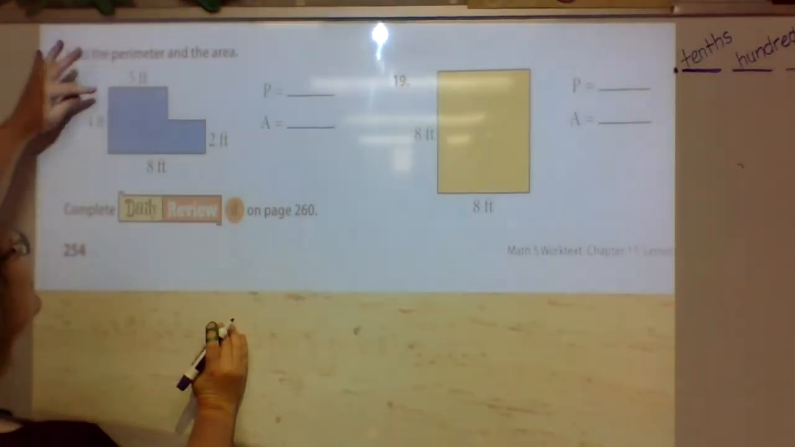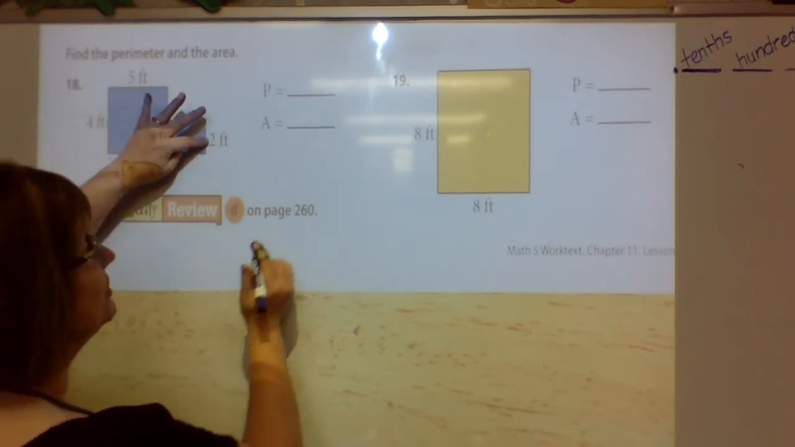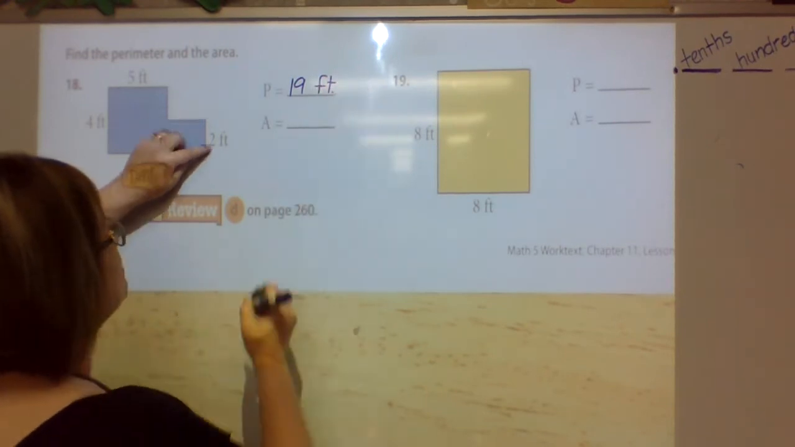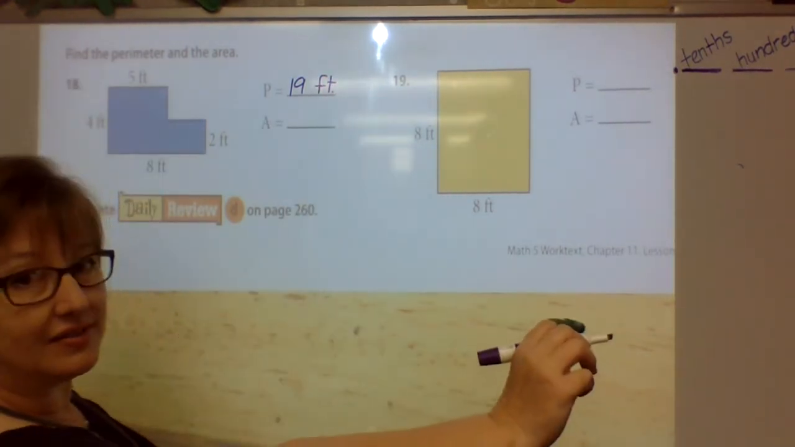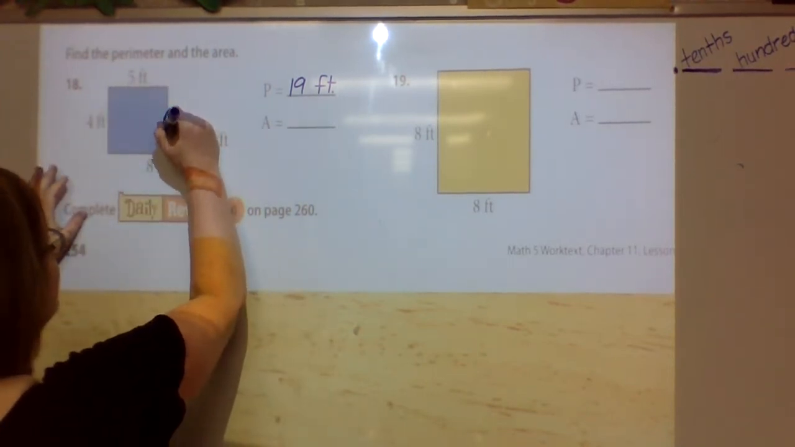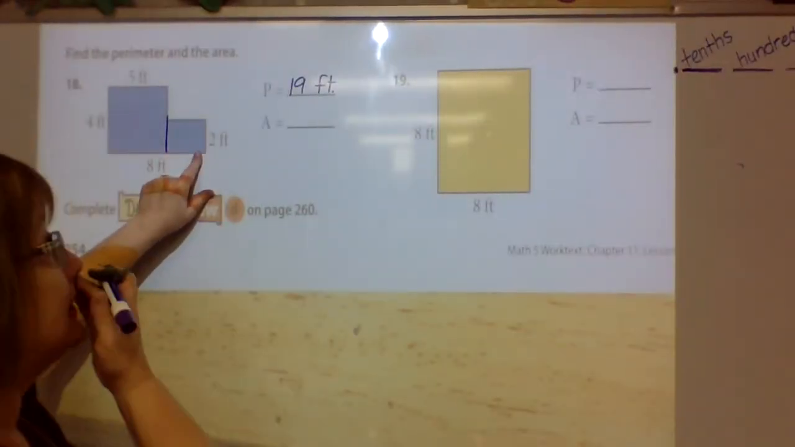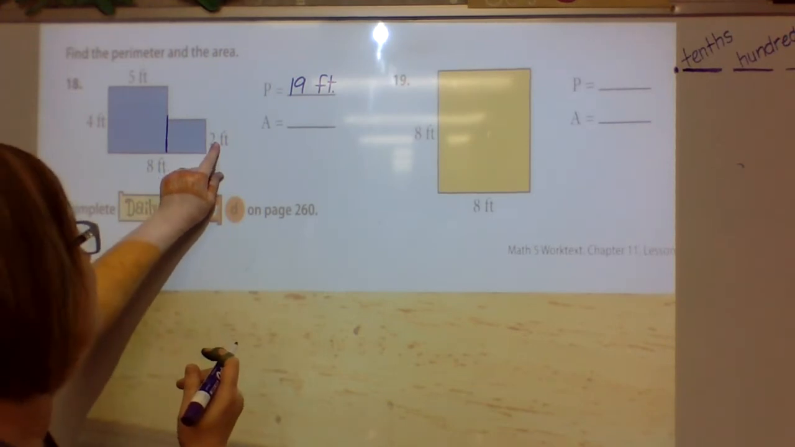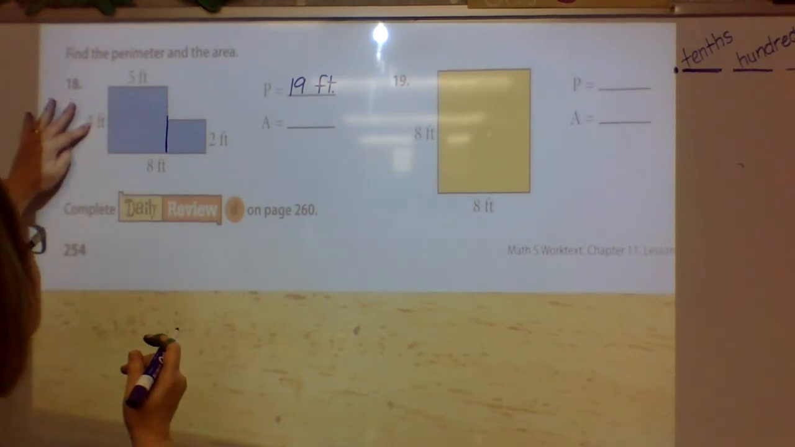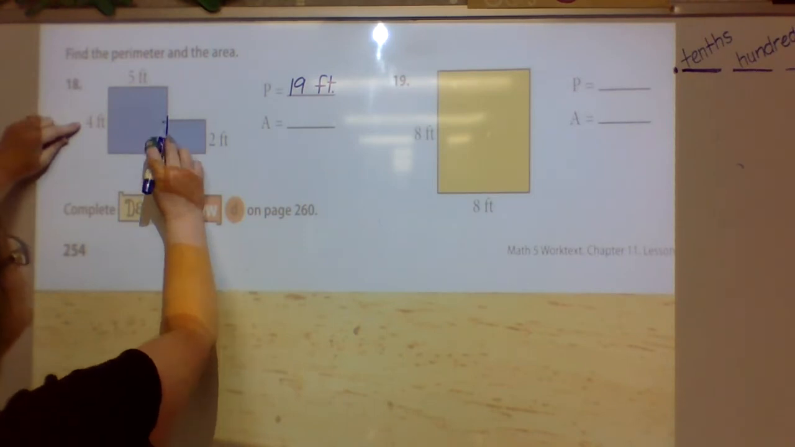Perimeter is 5 plus 4, that's 9, plus 8 is 17, plus 2 is 19. 19 what? Feet. And this time it's not square feet. Perimeter is just straight feet. Area is square feet. And there's 2 squares. This one is 2 feet by something, we don't know. This one is 5 feet by 4 feet. And we know this side is also 5 because it's the same as that one. And this would be the same as this one.